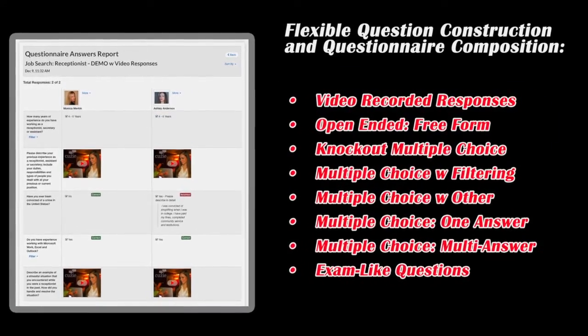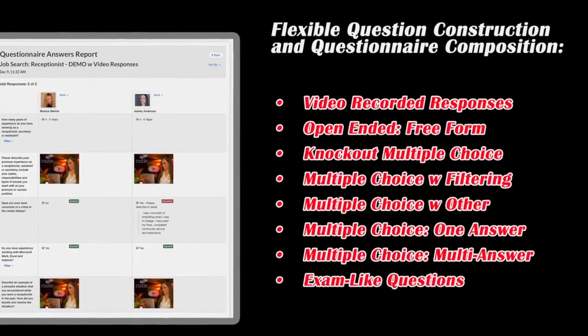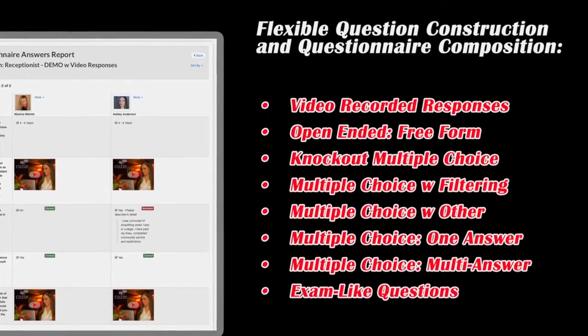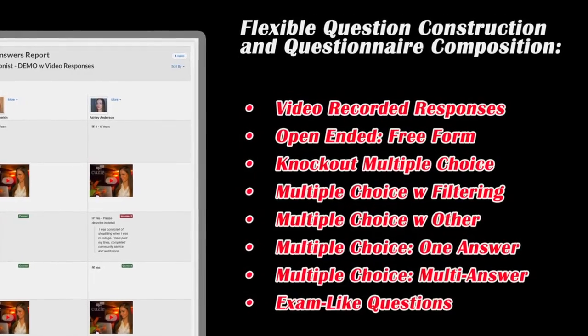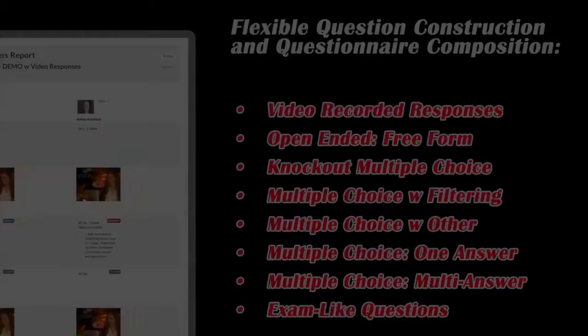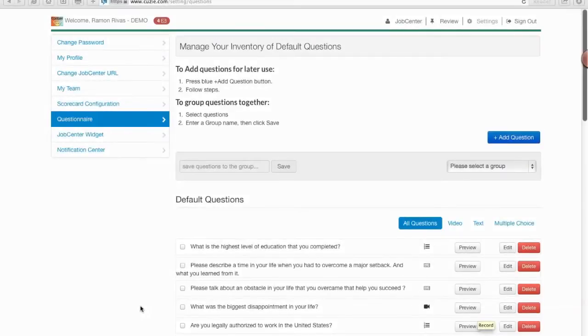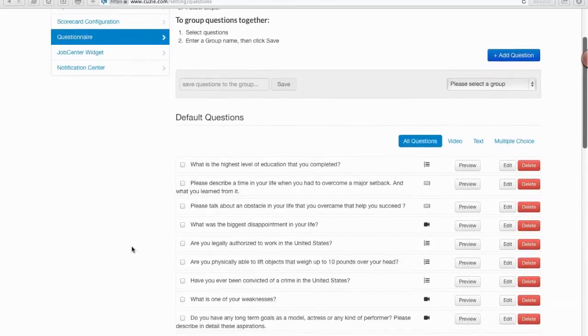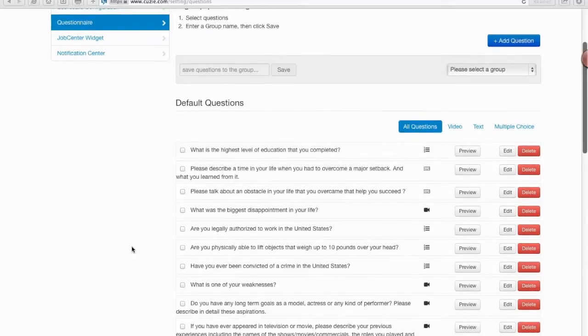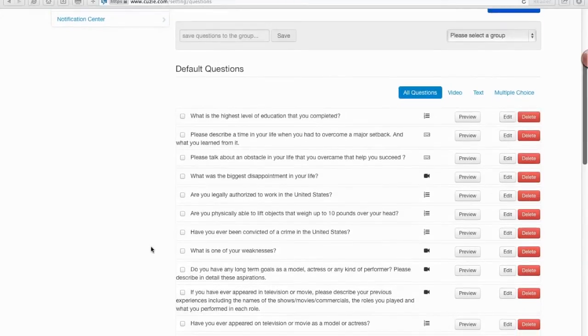So let me show you how to group questions together. Later on, we can assign this question group to a particular job listing. Everyone who then applies to this particular job will be sent the assigned question group automatically. So let's go on and create a question group. This process is very simple. From your list of default questions, the first thing you do is select all the questions that you want to group together. So let's create a questionnaire with about 3 or 4 different questions.